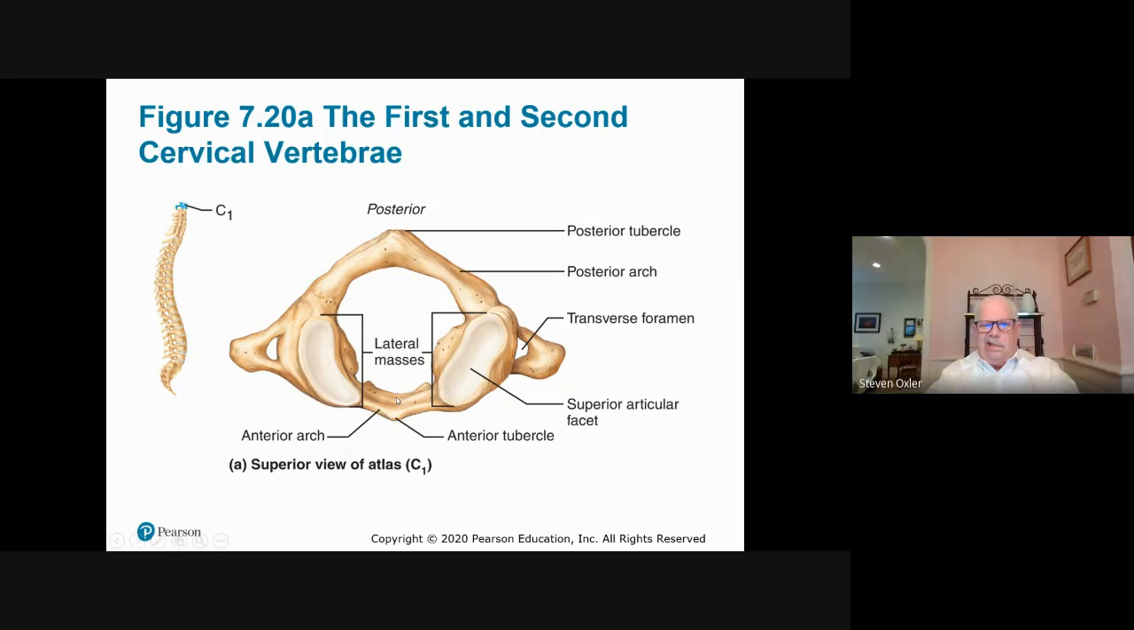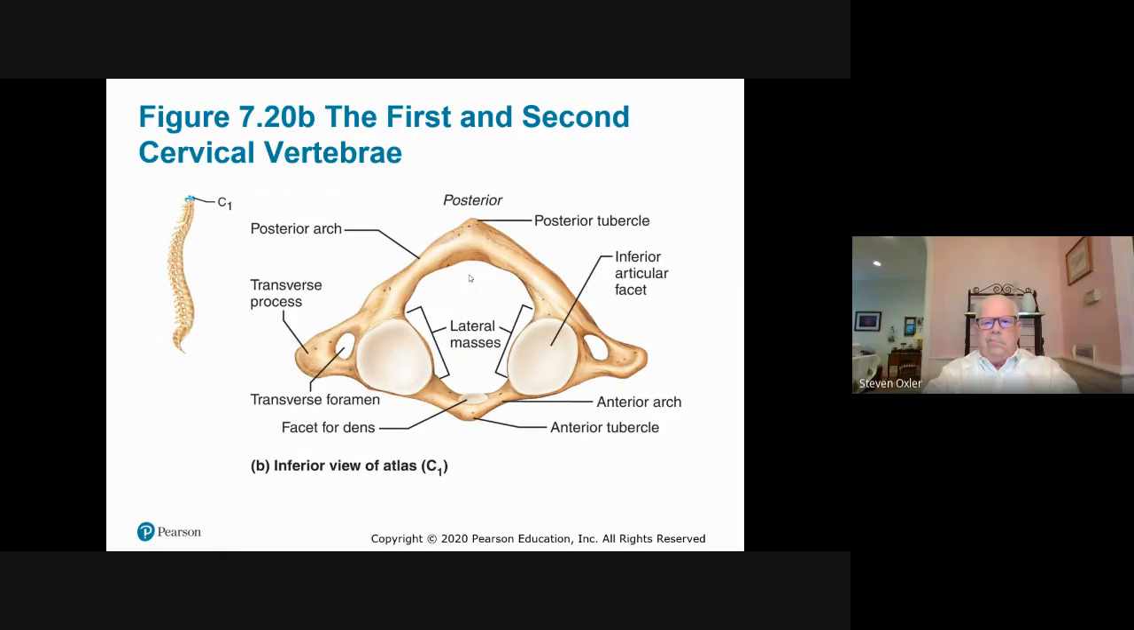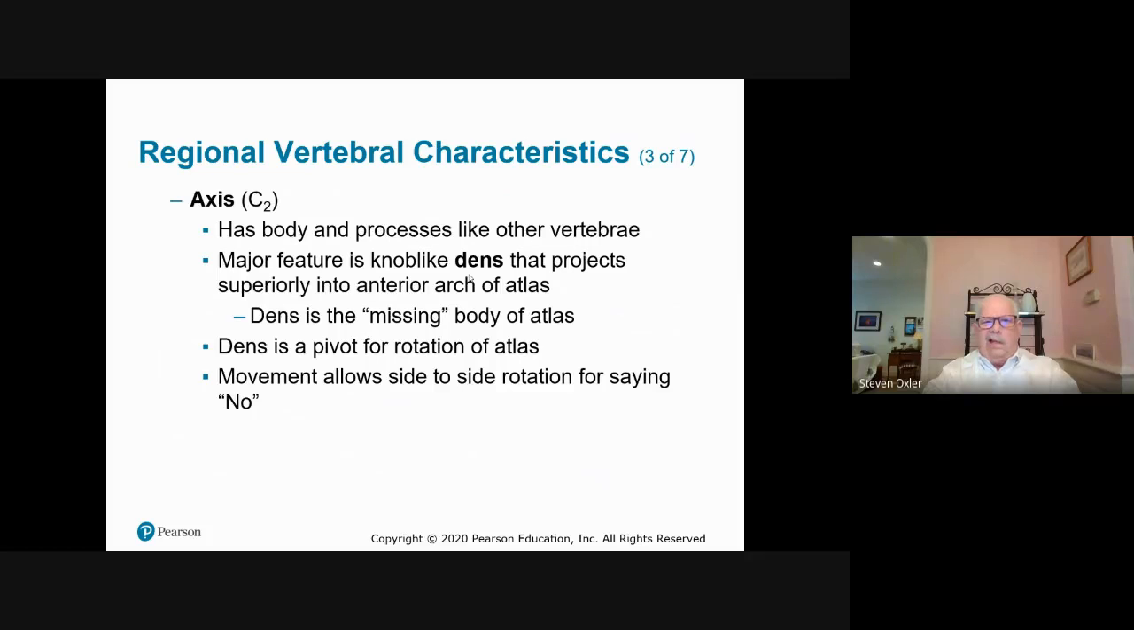Okay? Here is C1. You'll see this in your lab. All right? The atlas. The axis is C2. It allows you to say no. It goes back and forth. No. Left and right. It allows your head to pivot and rotate, whereas the atlas allows you to go forward and backwards. Okay? So know the atlas C1 and know the axis C2.